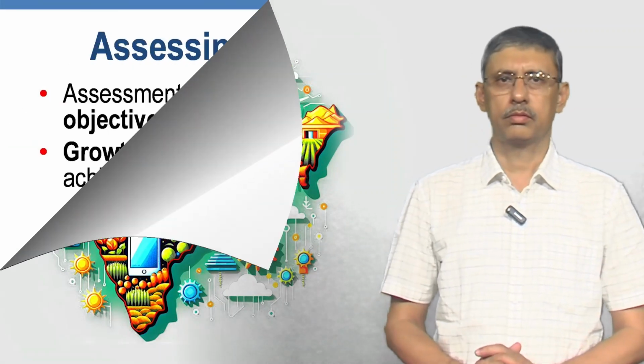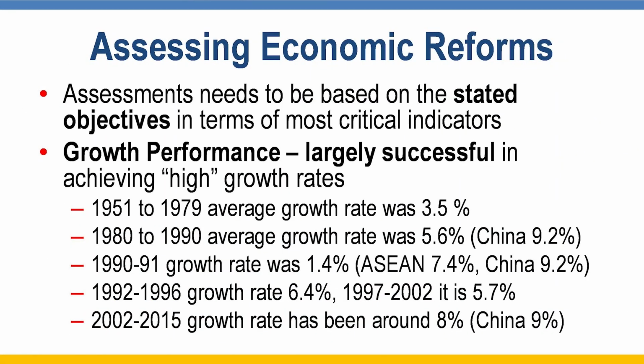Now, the assessment needs to be based on a stated objective in terms of the most critical indicators. When you try to make an assessment with regard to economic reforms, then you need to understand what the intended objectives were and how those intended objectives were achieved. And that can be measured through a series of indicators which we consider most important.